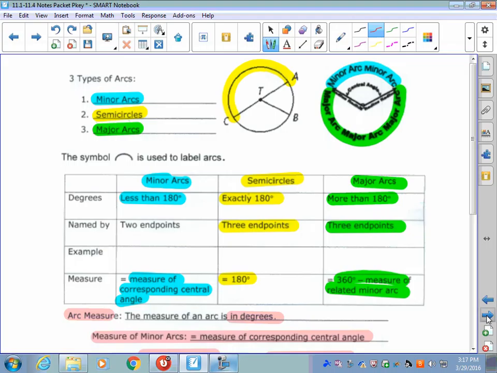Okay, so there are 3 types of arcs: a minor arc, a semicircle, and a major arc. A minor arc is measured less than 180, with 2 endpoints. Now, if I look at circle T, because a minor arc is less than 180, I can go from A to B, and that would represent my minor arc. That's one example.